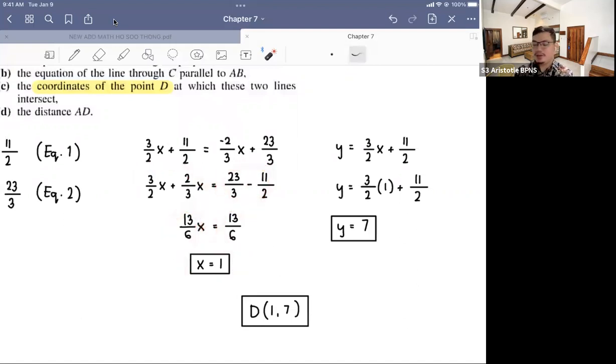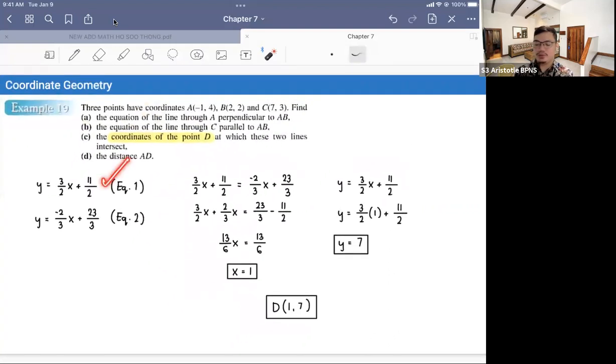Okay. And then for your y value, you can choose either equation. So I choose equation 1. And then substituting 1 here, y is equal to 7. So therefore, the coordinates of point D is (1, 7). Any question, guys, for letter C?